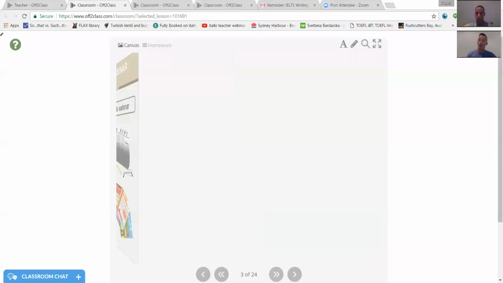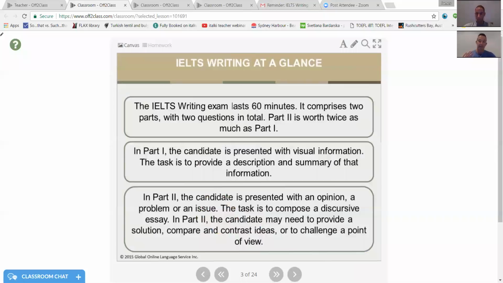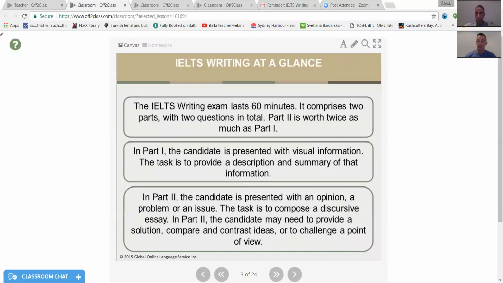IELTS writing at a glance is quite simple. Like the reading and the listening sections, it's 60 minutes in total. In the writing section, there is a part 1 and a part 2. Part 2 is worth twice as much as part 1, and that's for both the academic and the general module.